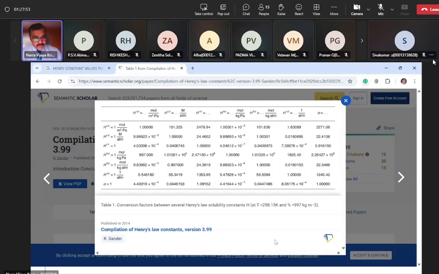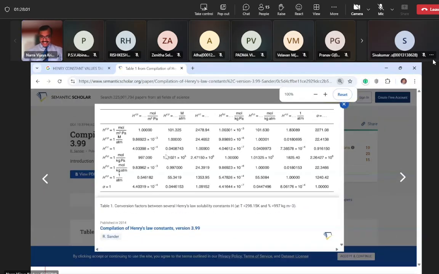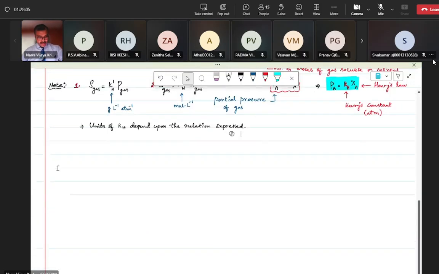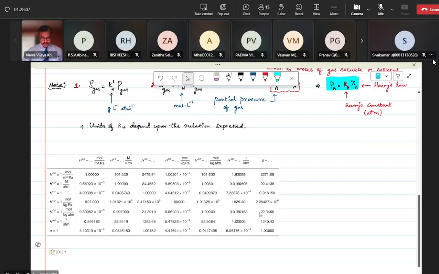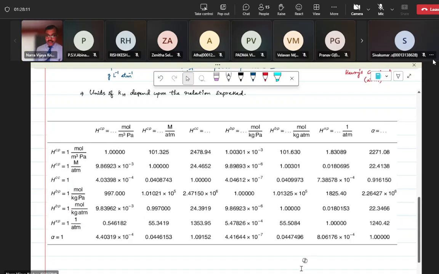Not visible, huh? It is not increasing, man. I will do one thing. I will copy this image here. Now I will increase the size. Now, done. All these are Henry's constants only. But observe the units carefully.